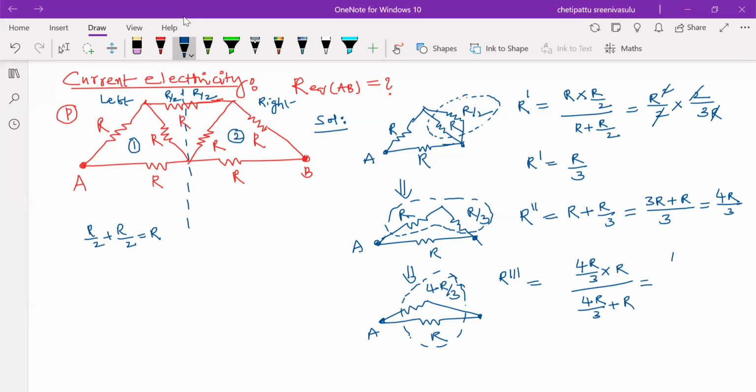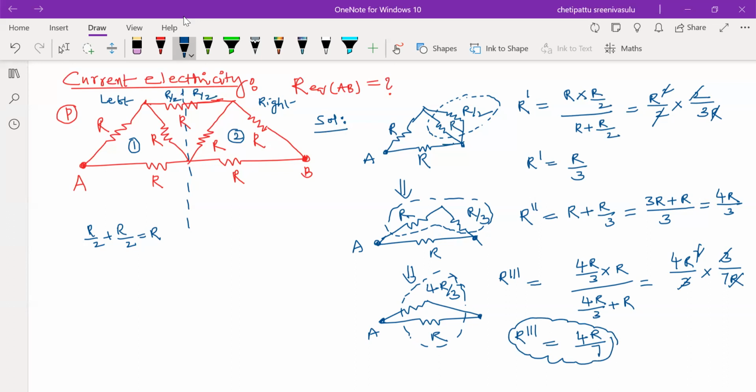Now you can write this as 4R square by 3 into, this will be 3 into R, 3R plus 4R, 7R by 3. This you can write as 3 by 7R. R square, R gets cancelled, 3 gets cancelled. Finally, R triple dash you get 4R upon 7. This is the left side portion value.